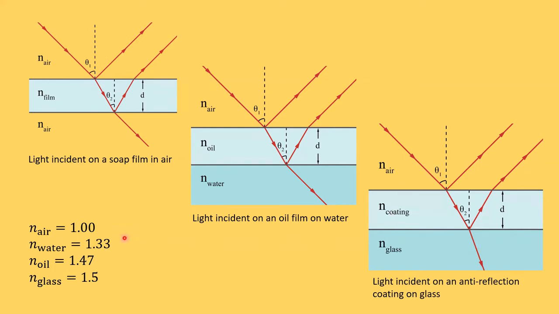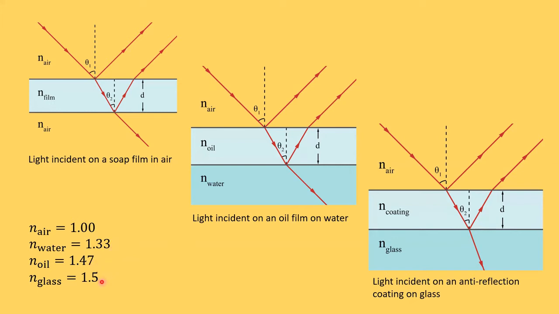Over here, I've got some common indices of water. I think it might be worth knowing three of these. You do need to know that the index for air is really close to one. Air is so rarefied, it doesn't have any significant effect on the speed of light. If you carried more digits, it would be something like 1.0003, I think. Water, 1.33, worth memorizing. For oil, it's around 1.5.